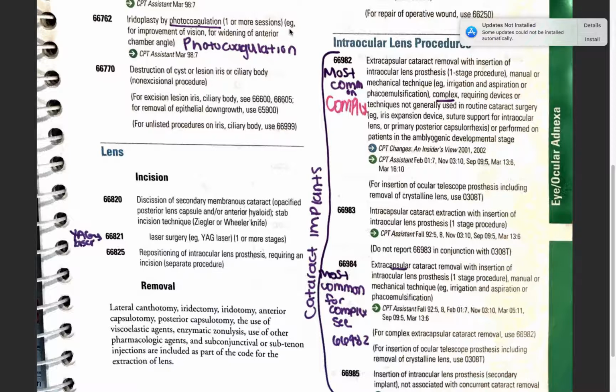66984 and 66982. The only difference is 66982 is a complex intraocular lens insertion, and 66984 is extracapsular cataract removal with insertion of intraocular lens. If they do 66984, but it is complex, requiring devices or techniques not generally used in routine cataract surgery, such as iris expansion device, suture support, or intraocular lens or primary posterior capsulorhexis, or performed on patients in the embryogenic developmental stage, then you would code 66982.